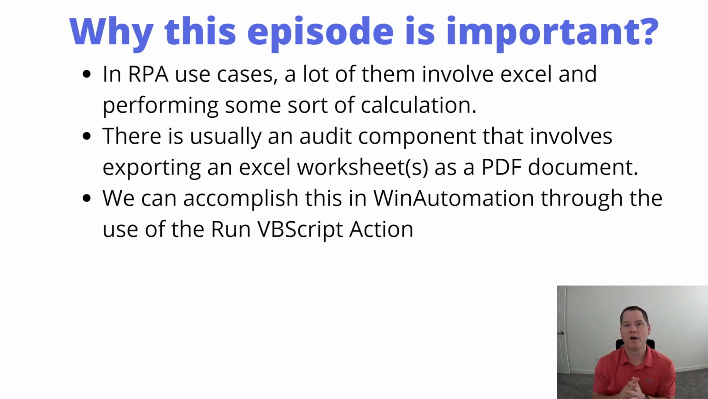Now, this is part one of a two-part series. Part two will follow this week. What we're going to do is take multiple worksheets and stitch them all up into one PDF. It's a little bit of a more advanced session, so do look for that video. In terms of how we accomplish this using WinAutomation, we're going to use the run VBScript action in order to accomplish that.